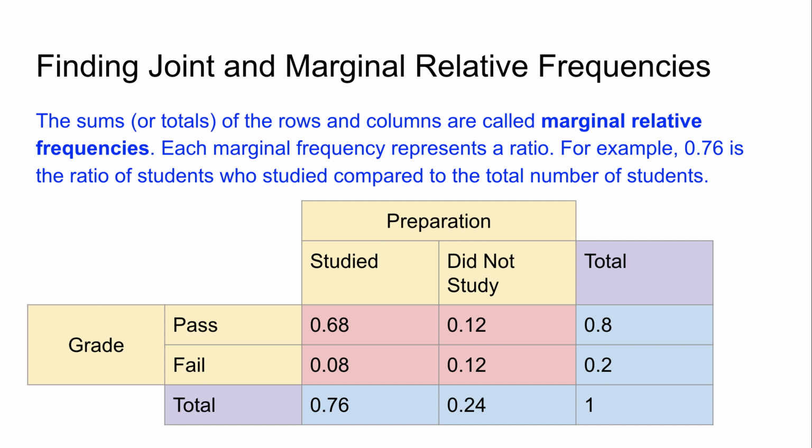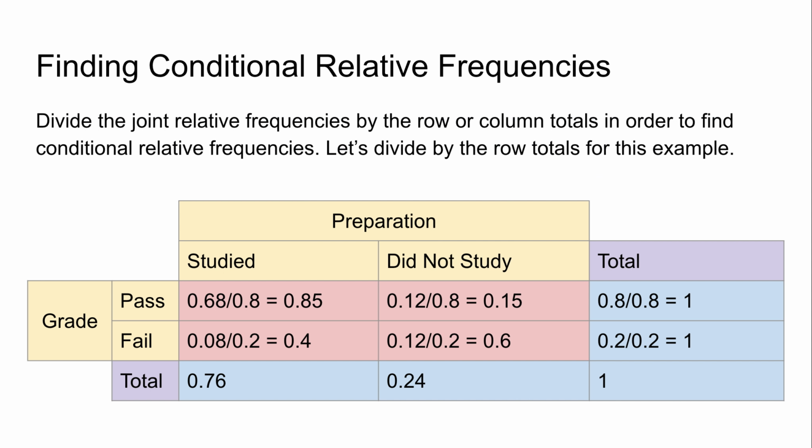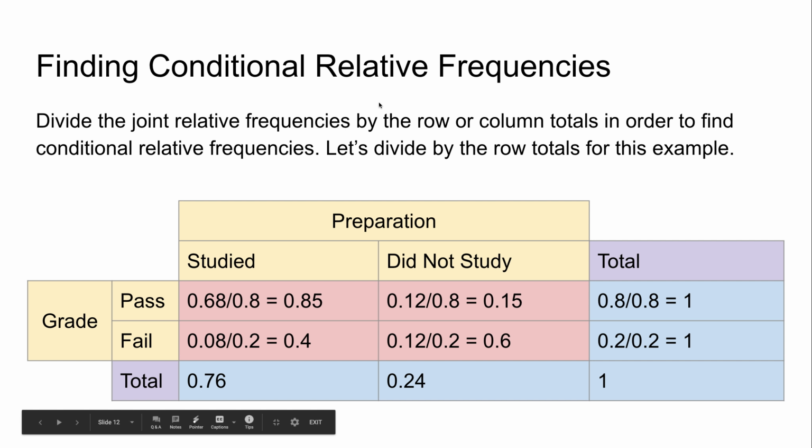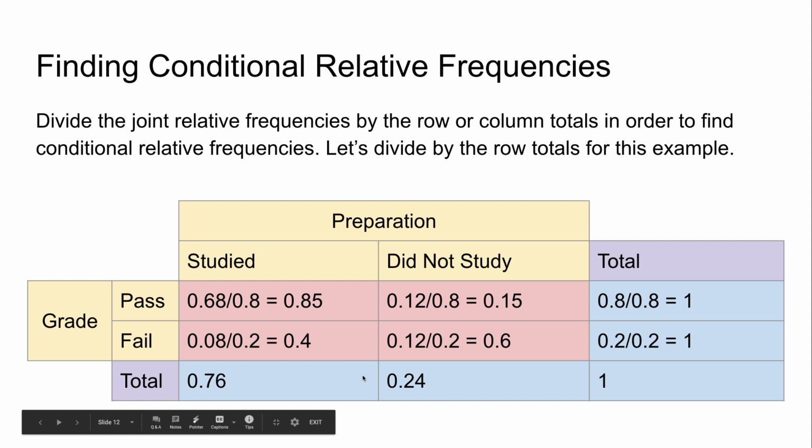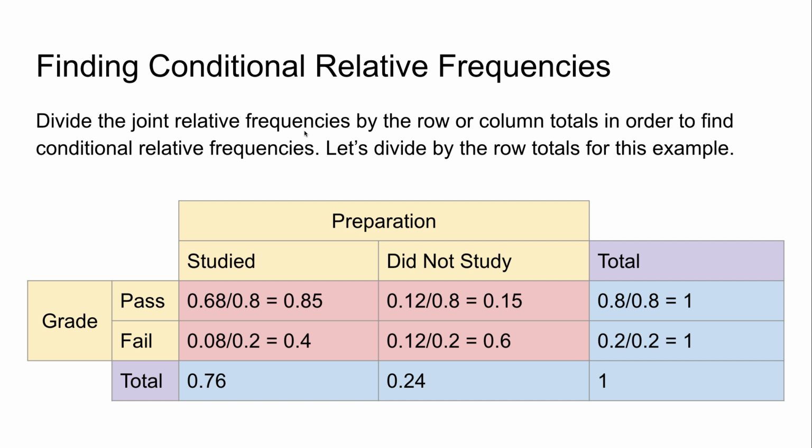So there's one final term, sorry, color coding still helped there. There's one more term, which is finding conditional relative frequencies. Relative still means it's relative to some sort of total, but conditional means it's going to be these row or column totals rather than the overall total. So divide the joint relative frequencies by the row or column totals in order to find the conditional relative frequencies.